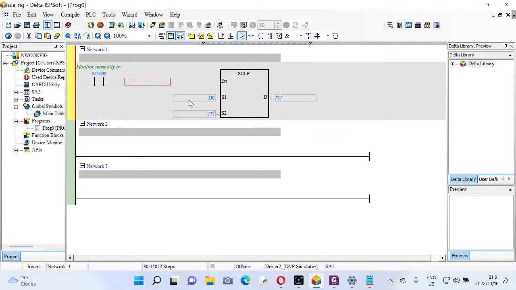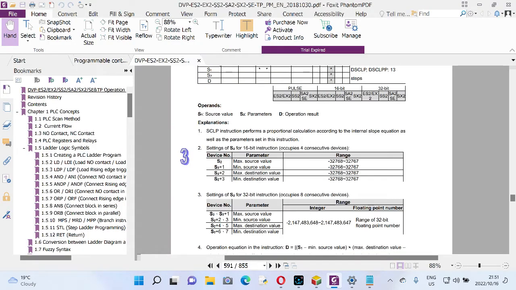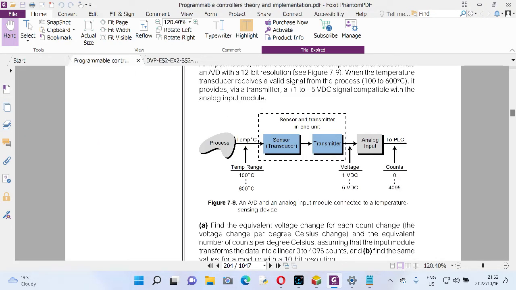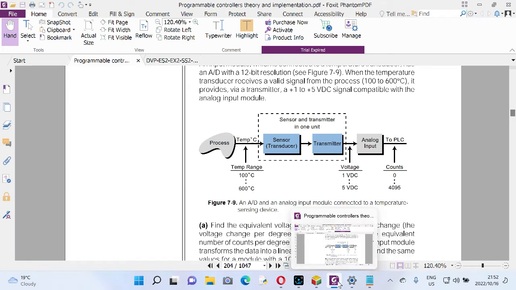D0, which is source. So that signal, when it's coming now from the field, when our temperature is going up, it's going up from 0 count, 2 count, 3 count. This will be happening in D0. That's the register where we are receiving our analog input. That's the register where we are going to be reading 0 to 4095 count. That's our input register.